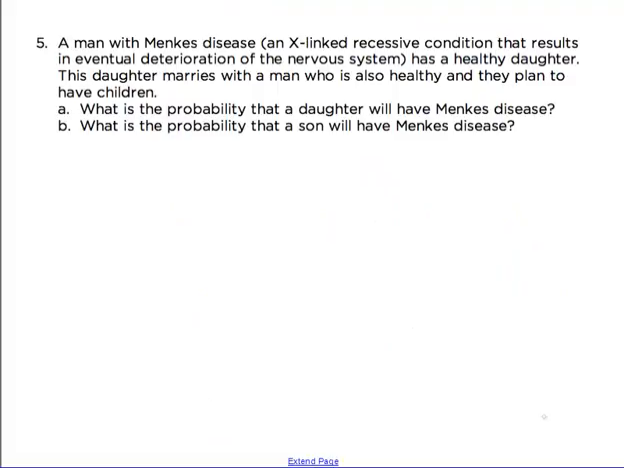Question 5 states that a man with Menkes disease, an X-linked recessive condition that results in eventual deterioration of the nervous system, has a healthy daughter. This daughter marries a man who is also healthy, and they plan to have children. So let's just take into consideration that Menkes is X-linked recessive.